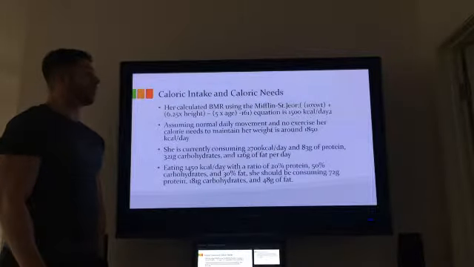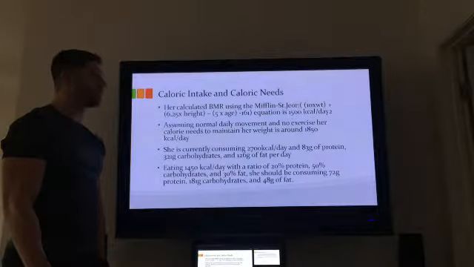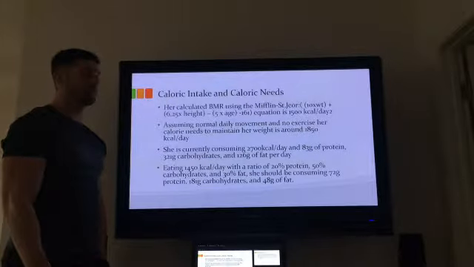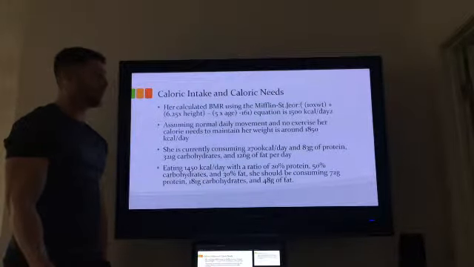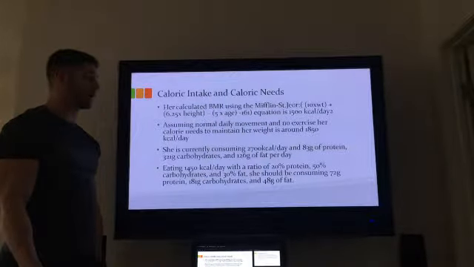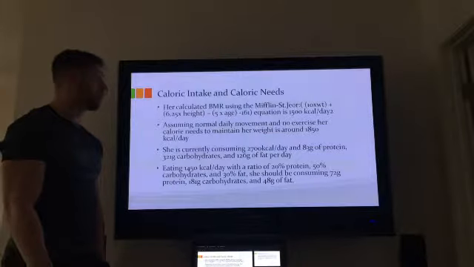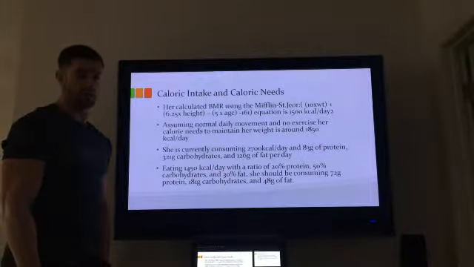when we look at her calorie needs, we need to calculate her basal metabolic rate. We use the Mifflin-St Jeor equation, and the equation tells us that she should be around 1,500 calories a day based on her basal metabolic rate, assuming that there is normal daily movement and no extra exercise. Her calorie needs to maintain her weight is around 1,850 calories a day.